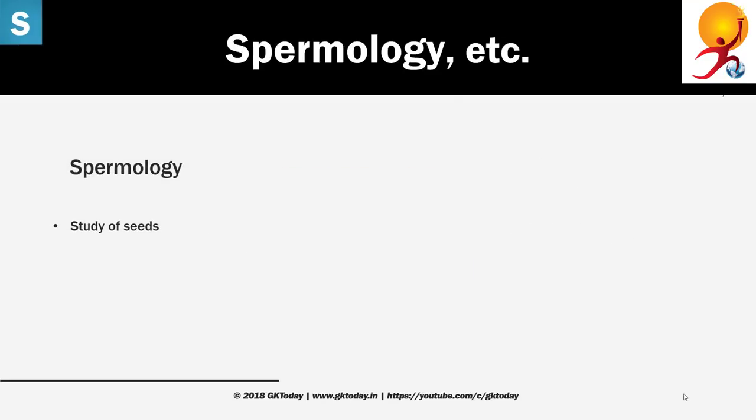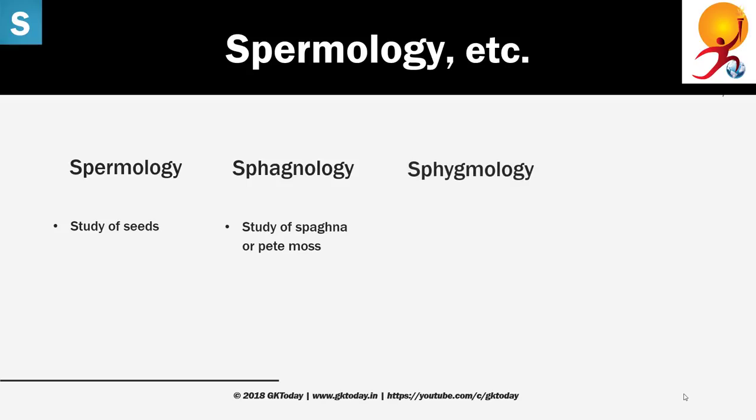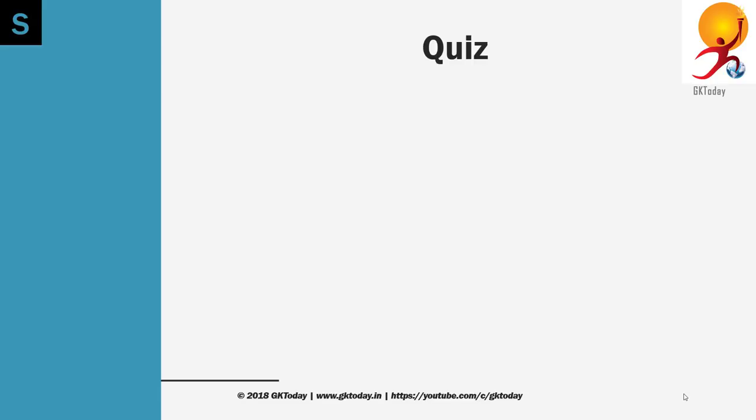Spermology is the study of seeds. Sphagnology is the study of sphagnum or peat moss. It's a kind of organism. Sphygmology is the study of pulses. So sphagnology and sphygmology sound similar, but they are different. Sphagnology being the study of peat moss and sphygmology being the study of pulses. Synecology is the study of ecological communities. So how different species and plants together form a community.